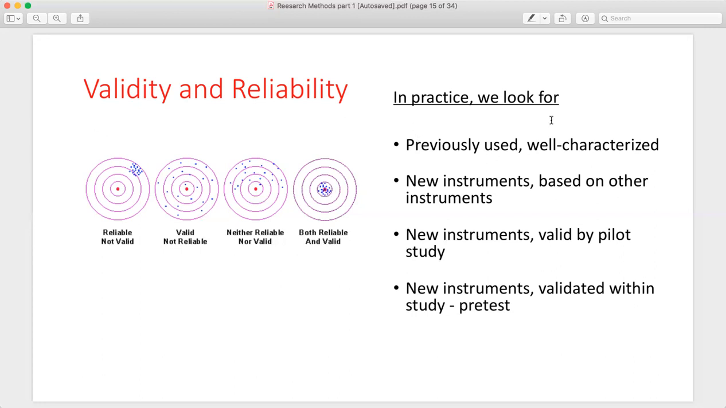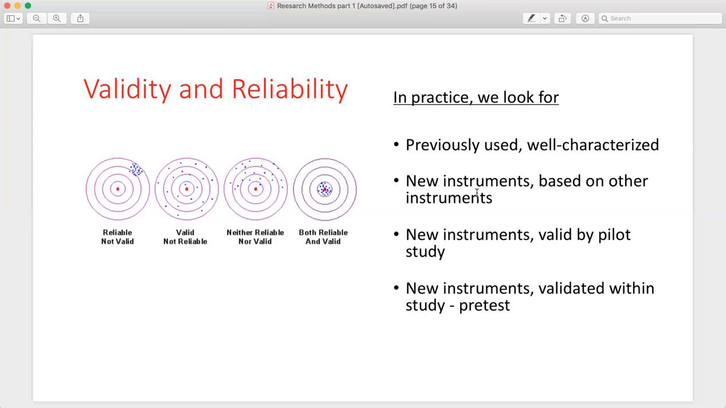So in practice, what we look for is a previously used, well-characterized questionnaire or tool, and the assumption behind that is, okay, if another person or some other authors have previously used it, then it might be valid and reliable. But I want to encourage you to go to the source document and verify that the tool has been tested.